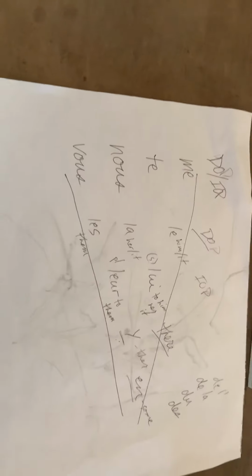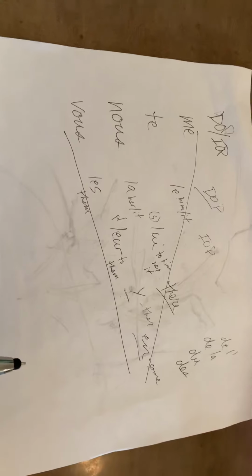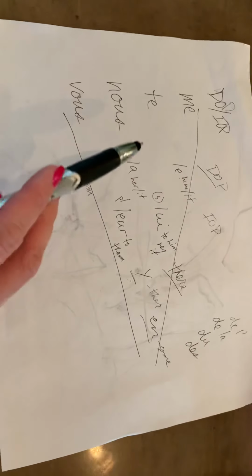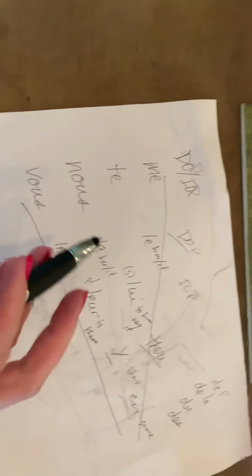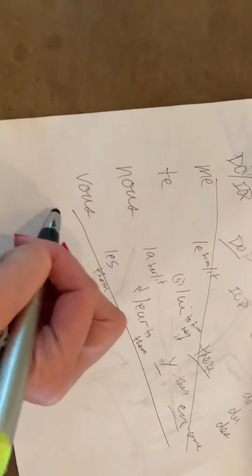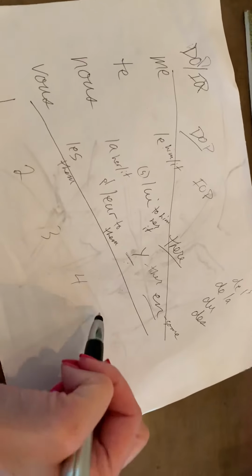So the reason this is a helpful song, as you can see, it's basically like a mega song. Hold on. Me, te, nous, vous, le, la, les, lui, leur, y, en. So when you have more than one of these in a sentence, this tells you the order. This is first, this is second, third, fourth, fifth.